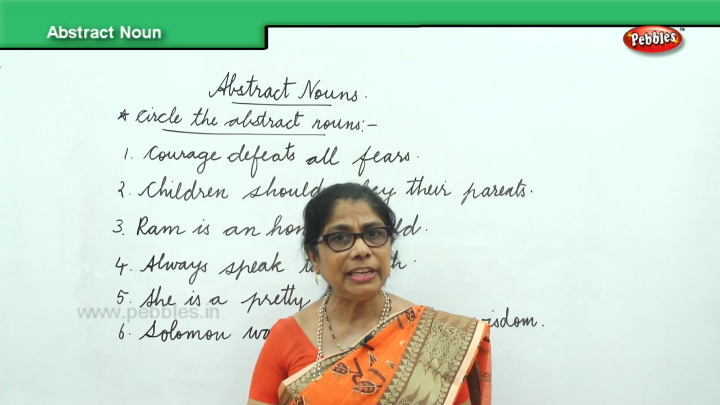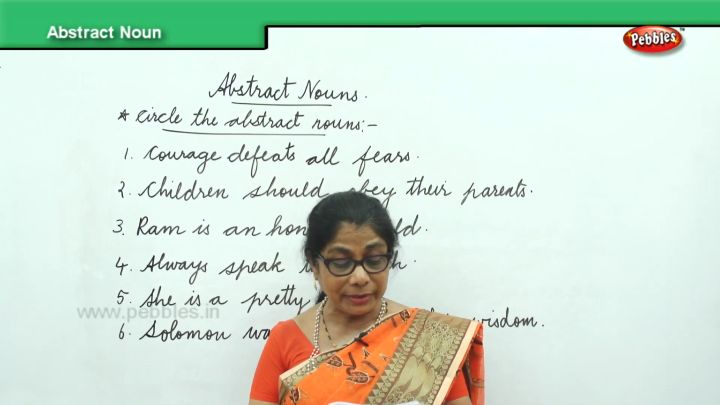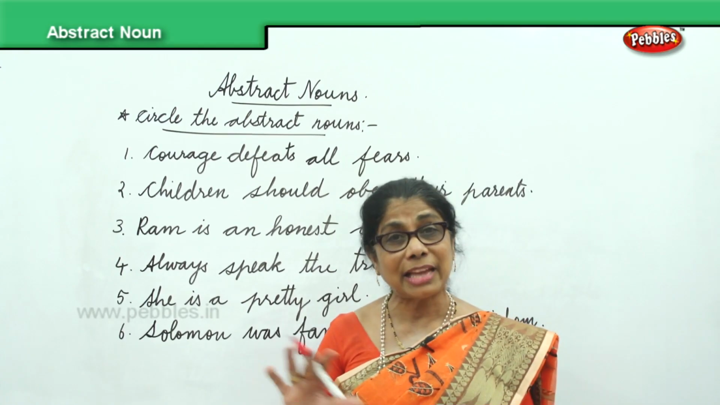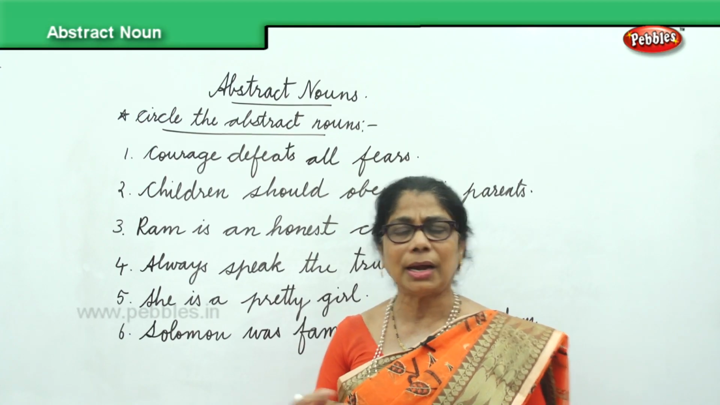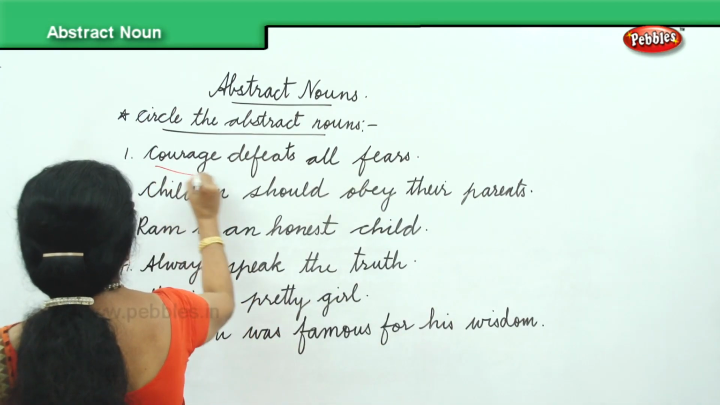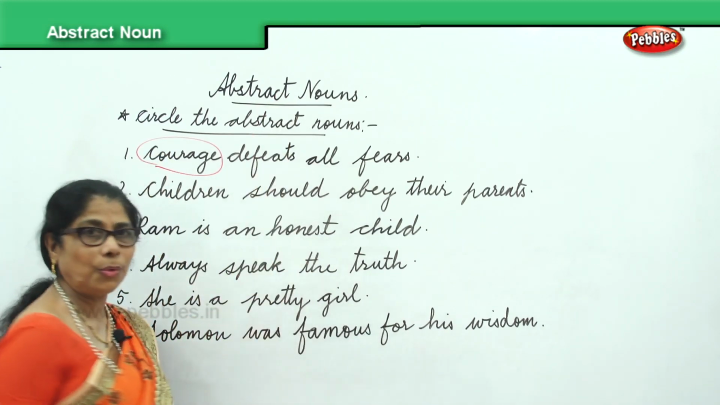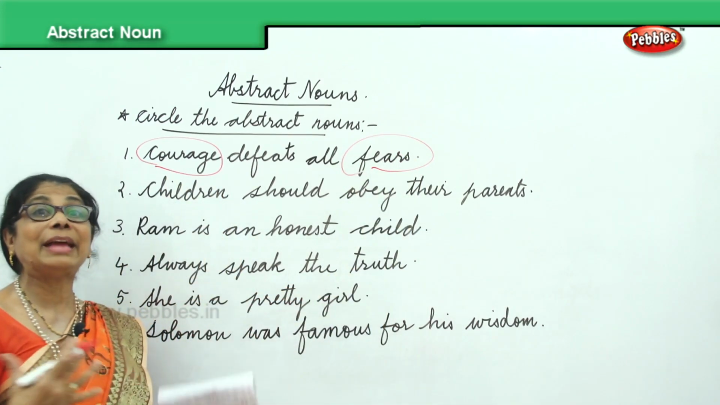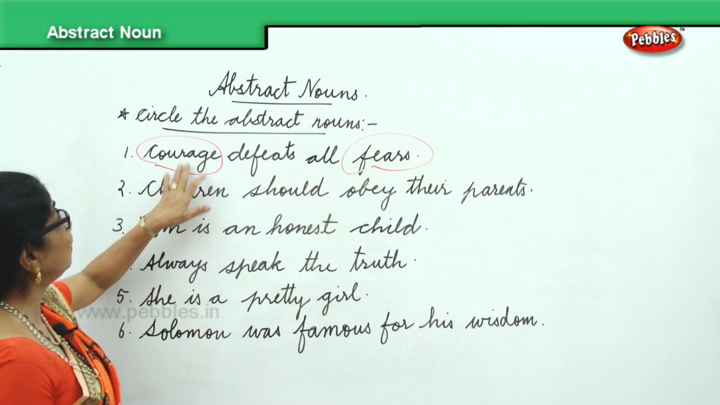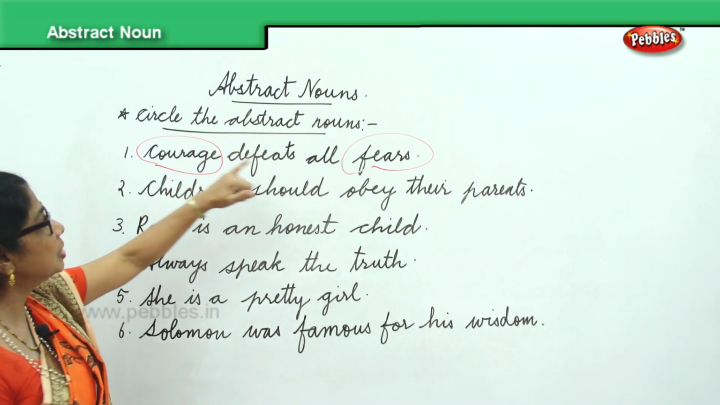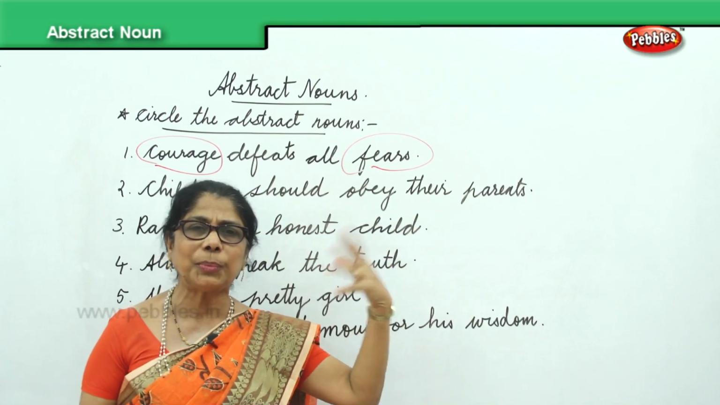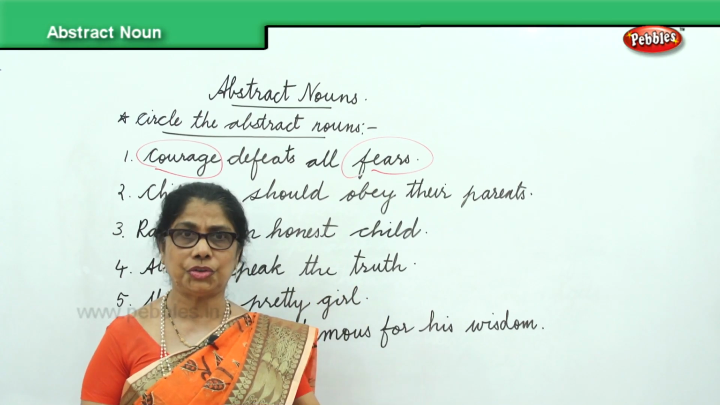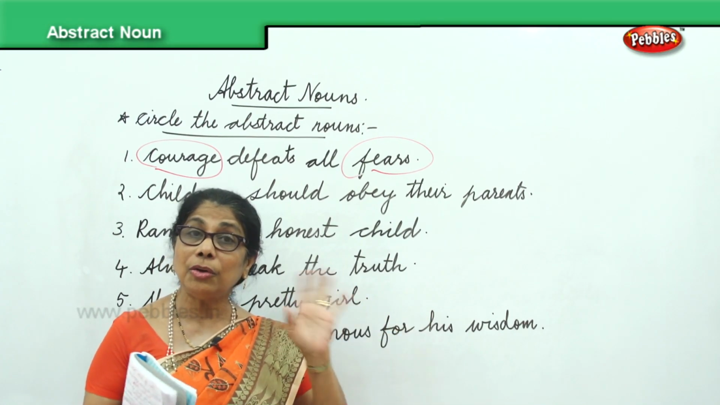Courage defeats all fears. Now look at the first sentence you have. Can you see courage? You can only talk about the courage, a courageous person, whatever. So courage is an abstract noun. Fear is an abstract noun. So in the first sentence we have abstract nouns. We can only imagine, speak about it. It is a name of a quality, courage. Fear, we can only talk about it.